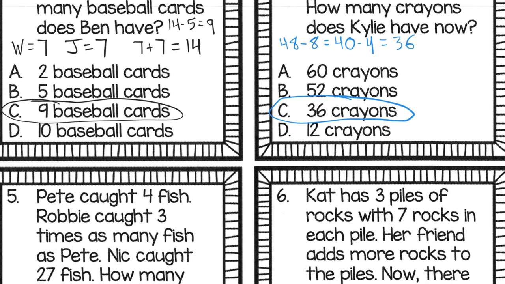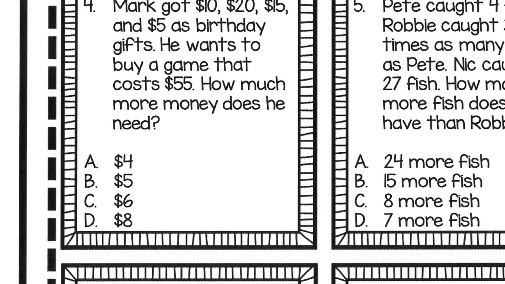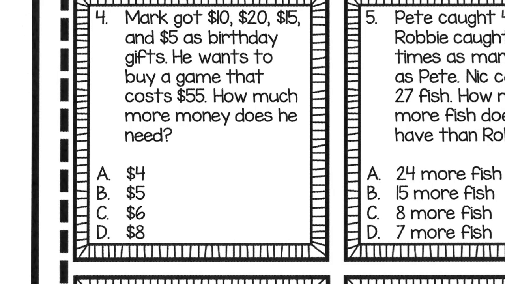Okay? I'm going to read you through these next ones. On number 4, it says Mark got $10, $20, $15, and $5 as birthday gifts. He wants to buy a game that costs $55. How much more money does he need? Well, first you have to figure out how much money he got for his birthday. So you want to add all of that birthday money up. And then you got to figure out how far away that is from 55. Okay, pause this video and figure that out, please.